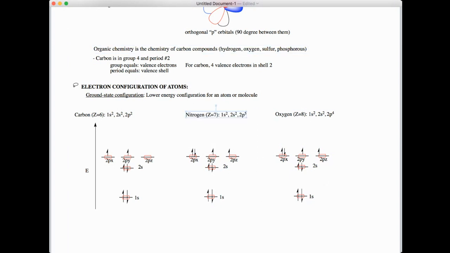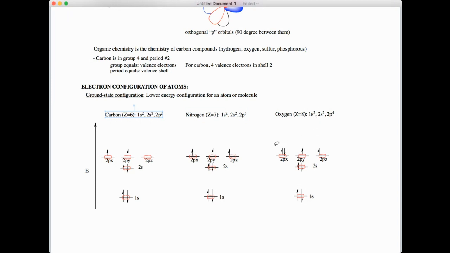Okay, so obviously, as I said, carbon is in group 4, 4 electrons in the valence shell. Nitrogen is in group 5, 5 electrons in the valence shell. Oxygen is in group 6, 6 electrons in the valence shell.